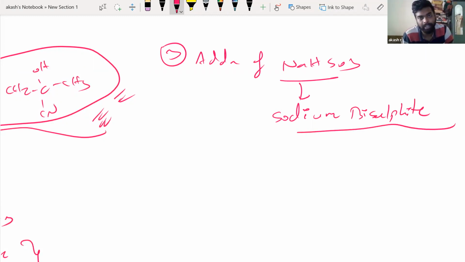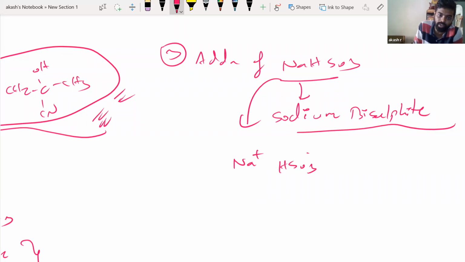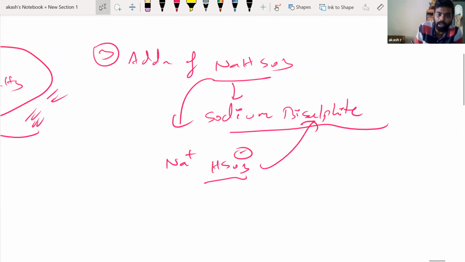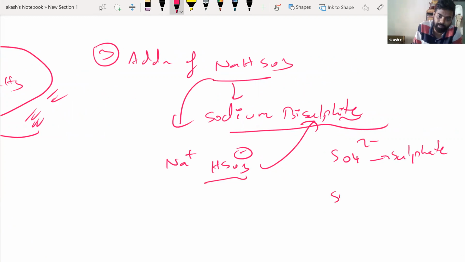Okay. Sodium bisulfite. Very simple, people. Now you understand that this will dissociate as Na plus and HSO3 minus, isn't it? The structure of this HSO3 minus is what is called the bisulfite ion. Sulfate is different. Sulfate is SO4 2 minus. And we have something called SO3 2 minus, that is sulfite, right?